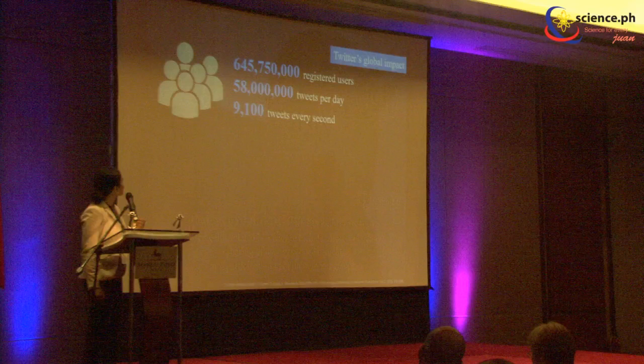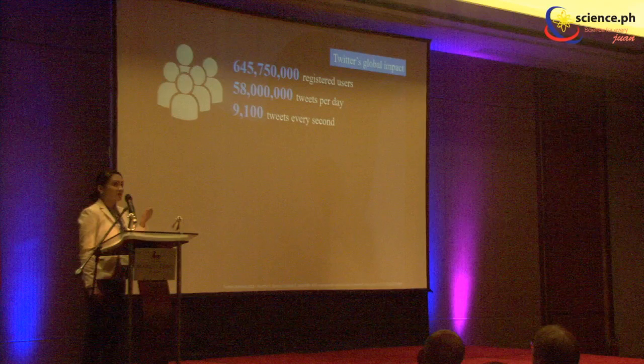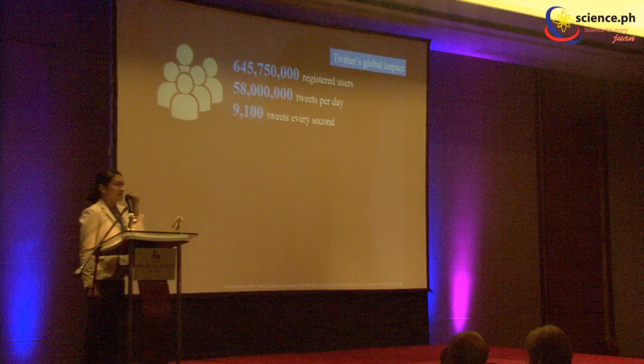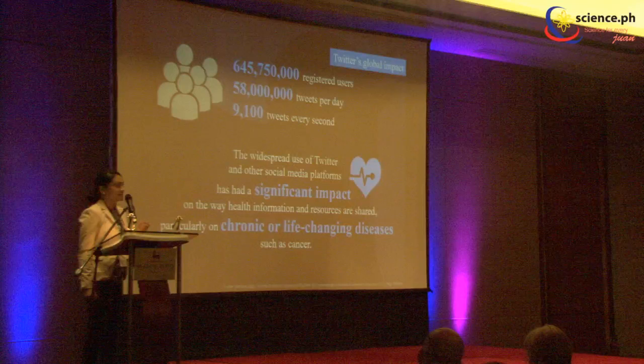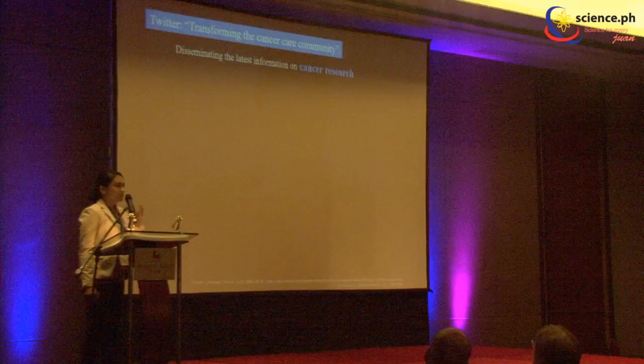And the widespread use of Twitter and other social media platforms have had a significant impact on the way health information and resources are shared, particularly in chronic diseases like that of cancer. So the National Institutes of Health also said that Twitter is actually transforming the cancer care community by doing the following. So it helps in disseminating the latest information on cancer research. It links patients and other health professionals to oncology professionals. It helps in obtaining information on clinical trials.